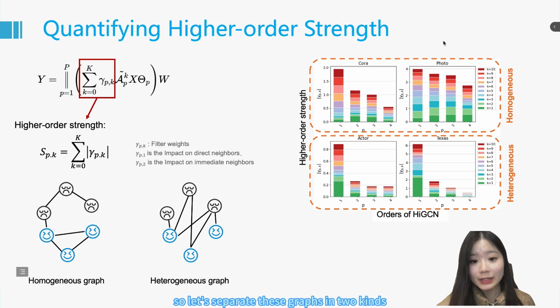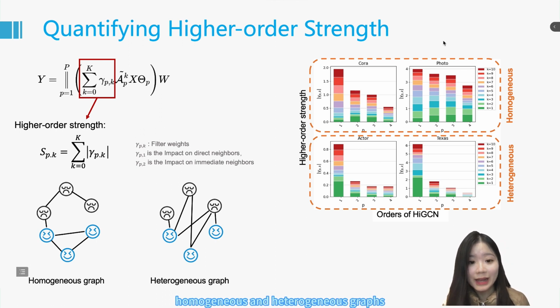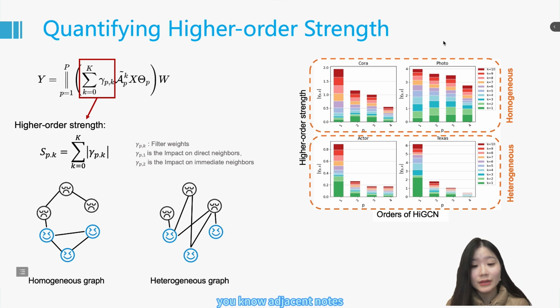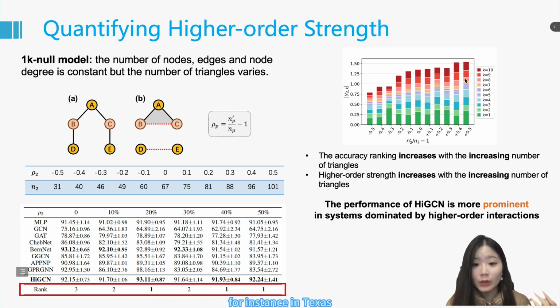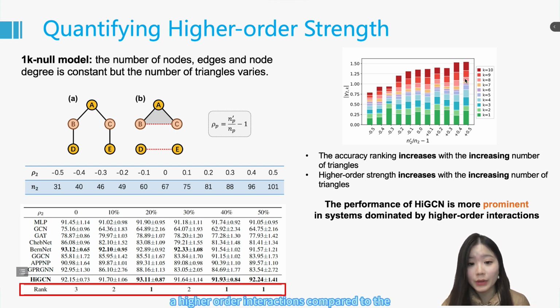So let's separate these graphs into 2 kinds, homogeneous and heterogeneous graphs. Adjacent nodes in homogeneous graphs tend to share the same label, while the opposite holds in heterogeneous graphs. So we can see that the decreasing phenomenon is more prominent in heterogeneous graphs. Moreover, we observe that graphs with fewer higher-order structures tend to exhibit a weaker higher-order strength, potentially related to the performance of HyGEN. For instance, in Texas, the only dataset where the performance of our model is not optimal, we note significantly weaker higher-order interactions compared to the low-order ones.